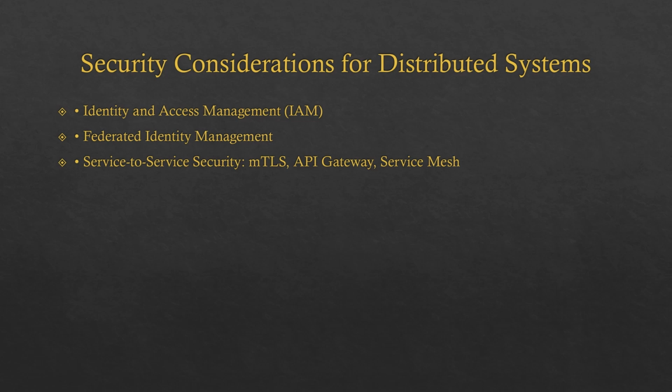In distributed systems, security becomes even more complex. Identity and access management (IAM) is vital for ensuring that users and services are granted appropriate permissions. Federated identity management allows users to authenticate across different domains or services. Service-to-service security can be enforced using mutual TLS (mTLS), API gateways, or service meshes, ensuring that communication between microservices is secure and authenticated.